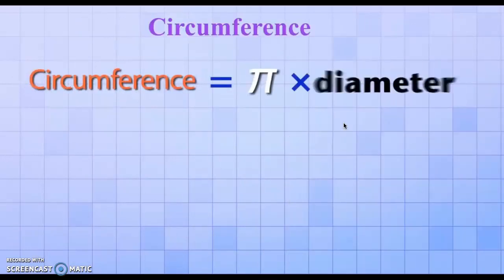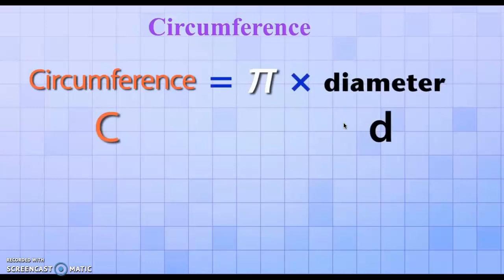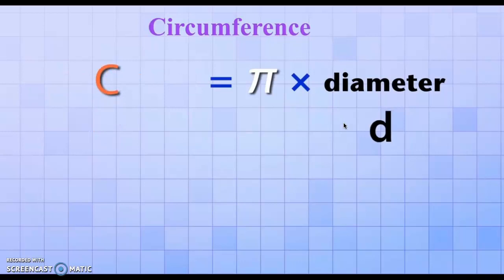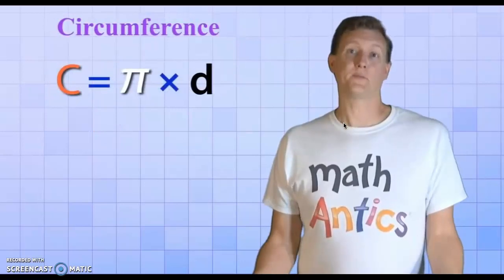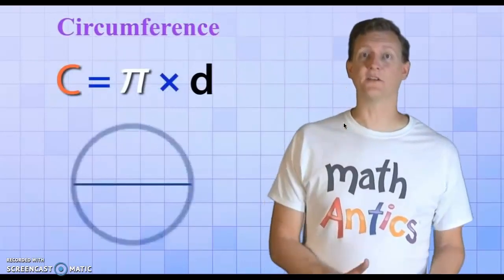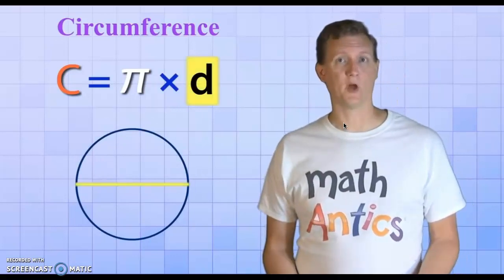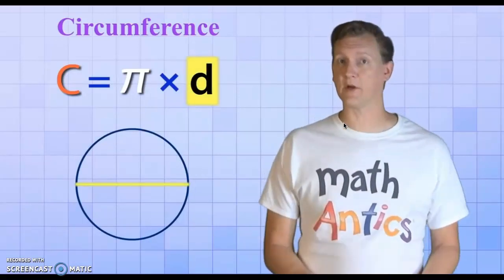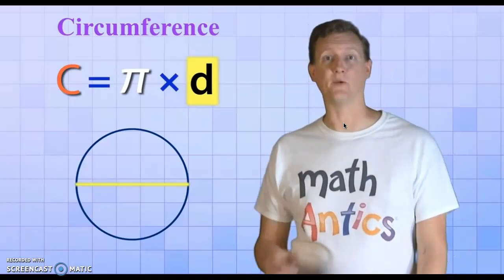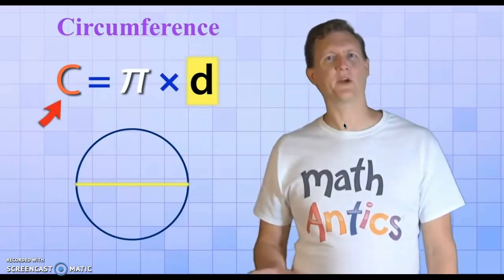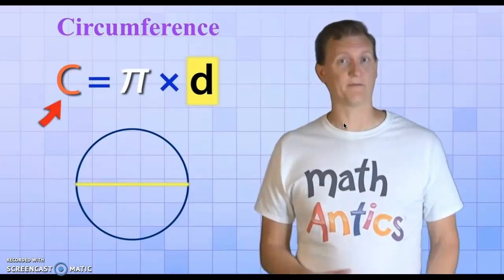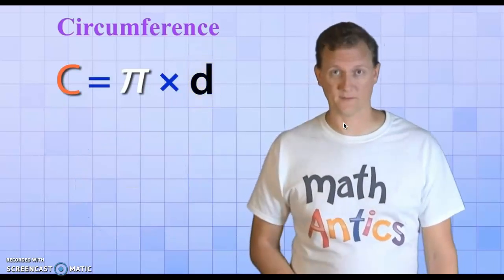The formula for finding the circumference is circumference equals pi times diameter. And just like most formulas, we use abbreviations. C for circumference and D for diameter. So that's a pretty simple formula. It tells us that if we know the diameter of a circle, all we have to do is multiply that diameter times the number pi, and we'll get the circumference. And we'll try that formula out in a few minutes. But first, let's see the formula for area.